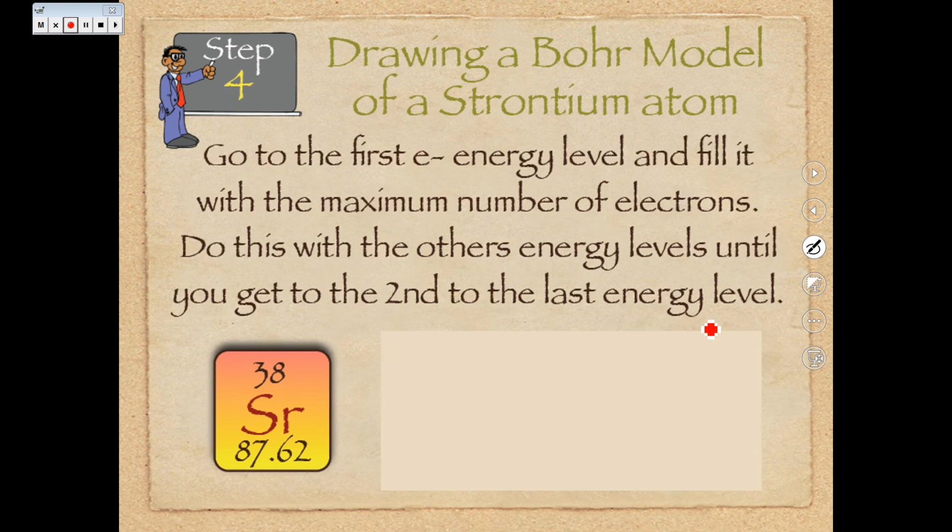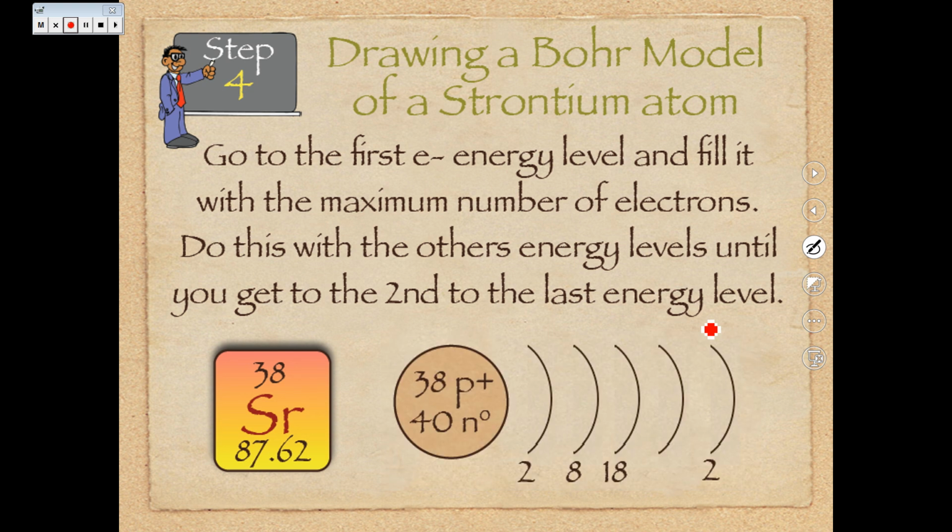Step 4, go to the first energy level and fill it with the maximum number of electrons. Do this with the other energy levels until you get to the second to last energy level, keeping in mind the 2, 8, 18, 32, 18, 8, and 2 max rule. So here, you're going to fill in your 2, 8, 18, 32, and then leave the second to last energy level empty for just a second so that you can calculate how many should go in there.